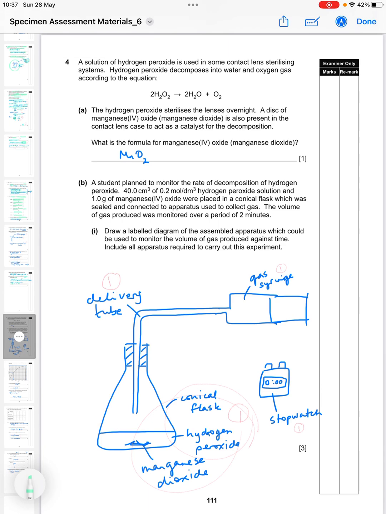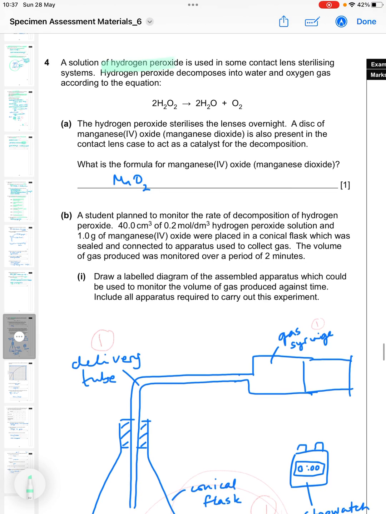Now we've got a solution of hydrogen peroxide being used to sterilise some contact lens sterilising systems. Hydrogen peroxide decomposes into water and oxygen according to the equation 2H2O2 gives us 2H2O and O2. The hydrogen peroxide sterilises the lenses overnight. A disc of manganese 4 oxide, or manganese dioxide, is also present in the contact lens case to act as a catalyst for decomposition. So what is the formula for manganese 4 oxide?